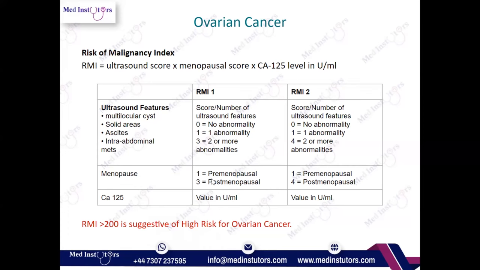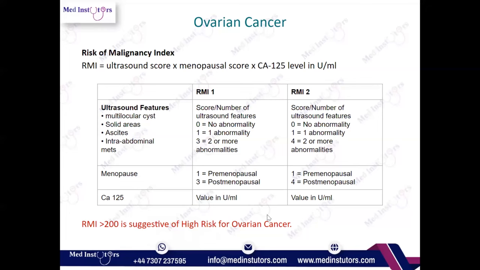Then look at the age of the patient. If she is postmenopausal, then give her 3 score. If she's premenopausal or a young lady, then give her 1 score. And CA125 levels are usually given in the scenario. Just pick that value, multiply your score, find out your result, and click that option.